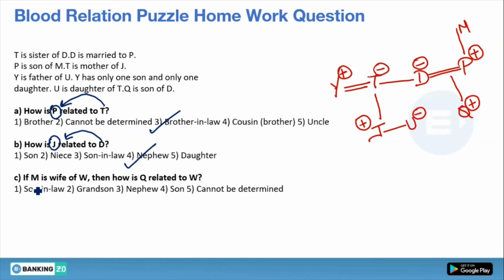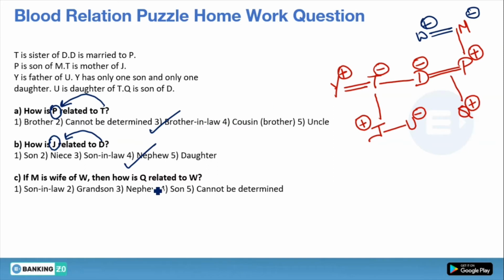Now question number 3. If M is a wife of W. See, it is a conditional based question. So we have to put M's gender, that is female, and M is a wife of W, so W becomes male.